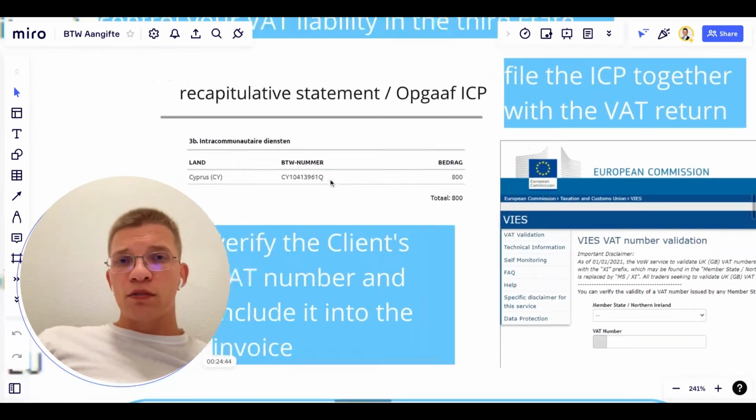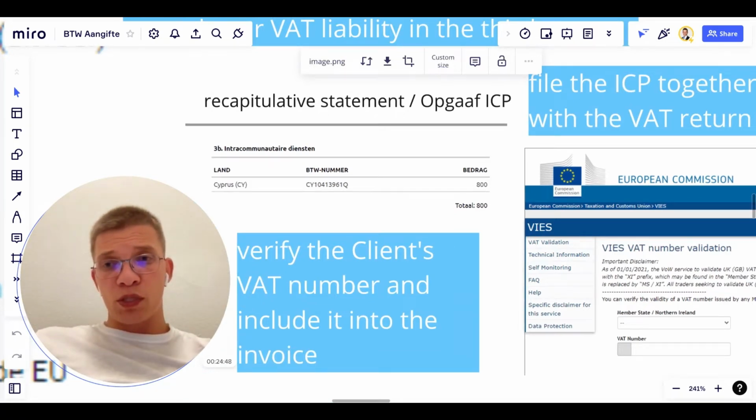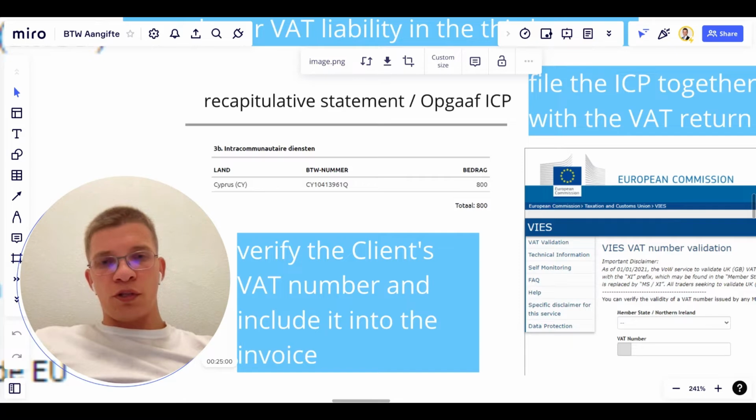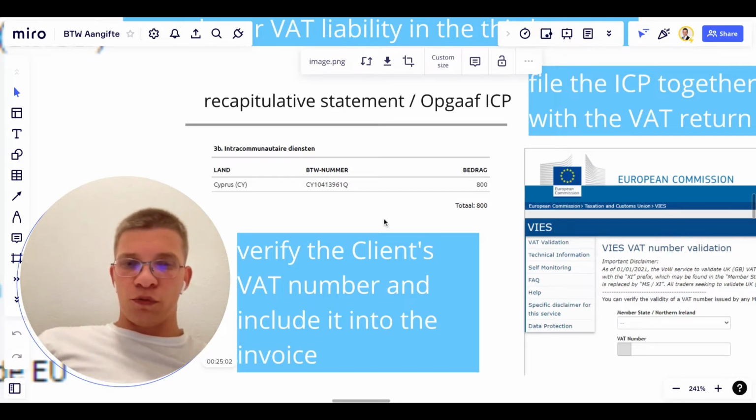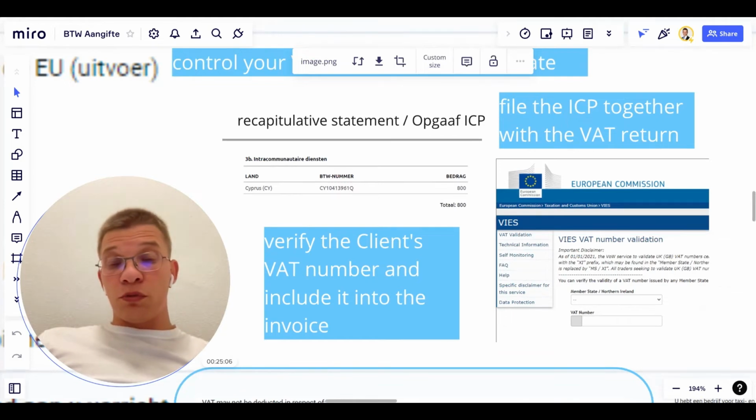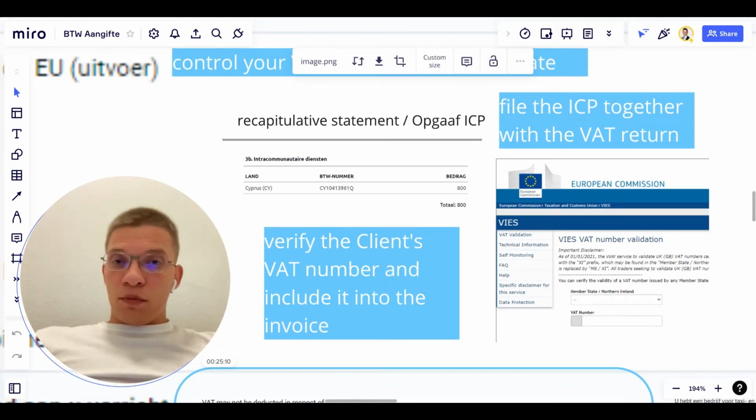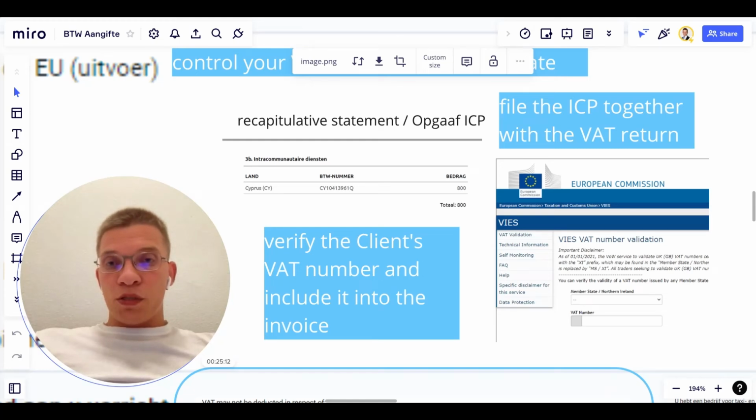After you do that, basically your client is recognized as a business for tax purposes, and you can not charge VAT and reverse charge this VAT to the client, so that the client would have to account for it in his or her declaration.